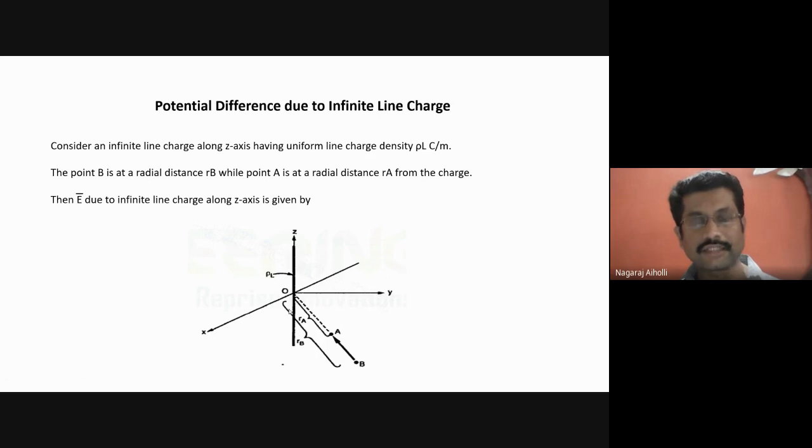Electric field intensity due to infinite line charge. Can you tell me the equation? You will have to remember the equations. Every equation is important. E bar is equal to rho L by 2 pi epsilon naught r, a r bar. Any doubts here, students? No, sir. Okay, right. E bar is equal to rho L by 2 pi epsilon naught r a r bar. This is the equation for the electric field intensity due to infinite line charge on the z-axis.